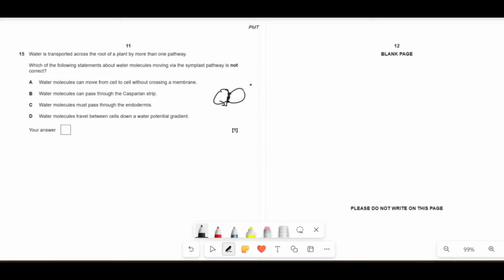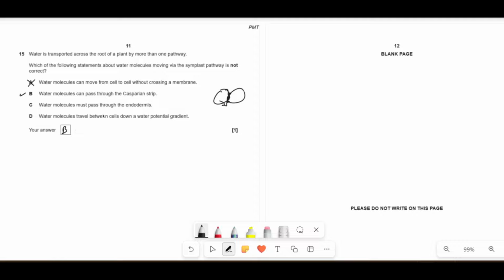So it's just where the cell walls can just have the water diffuse through them freely. So water molecules can move from cell to cell without crossing membrane. Well, that is the symplast pathway, and that is correct. Then water molecules can pass through the Casparian strip. That is not correct. Water molecules cannot. It's a waxy layer that prevents things from moving through, so it forces water to go through the symplast pathway instead. So that one is true.